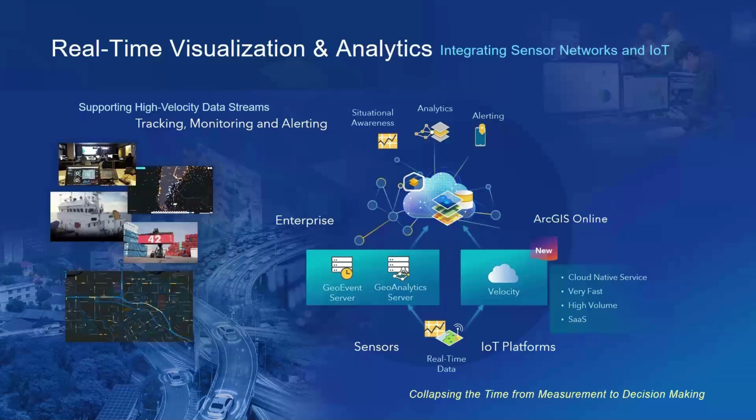The way that we will see that come to life today is through a couple of products. We have GeoEvent Server and GeoAnalytics Server, which are the server products that run on your hardware in your own enterprise. And also ArcGIS Velocity, which is our new product that's fully hosted by Esri. It's a cloud-native service. It's very fast. It deals with high volumes of data. You license it as software as a service that you can just log into and access via ArcGIS Online, and that will let you build out your own capabilities without hosting services on your own enterprise.